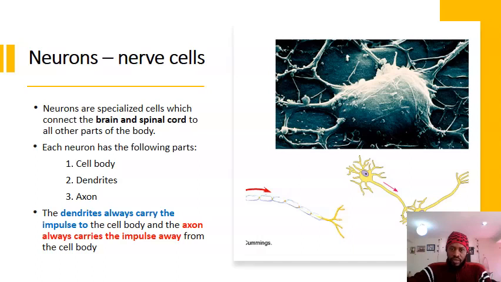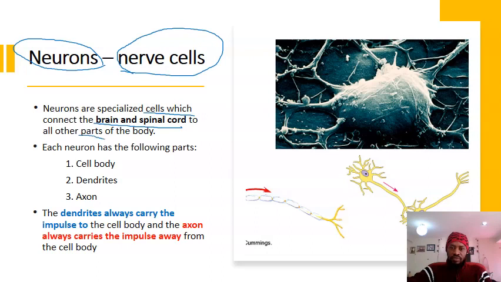So here we're going to look at nerve cells, which are the cells that make up the nervous system. Otherwise, we call them, simply put, neurons. These are specialized cells which connect the brain and the spinal cord to the rest of the body. That's why whatever we feel can be transferred to the brain and the spinal cord, because these nerve cells connect them.